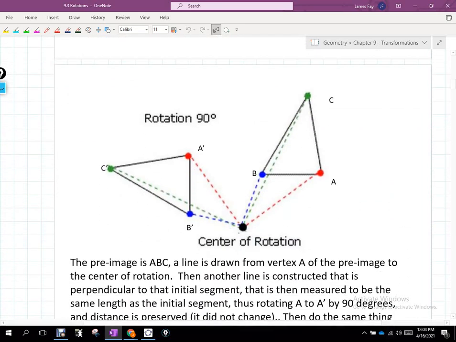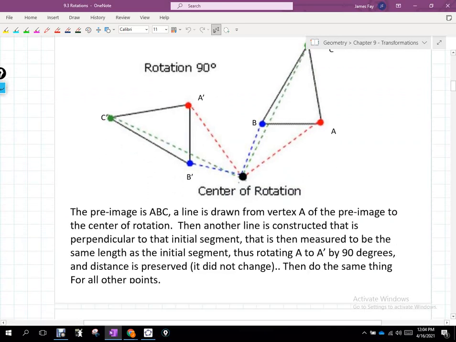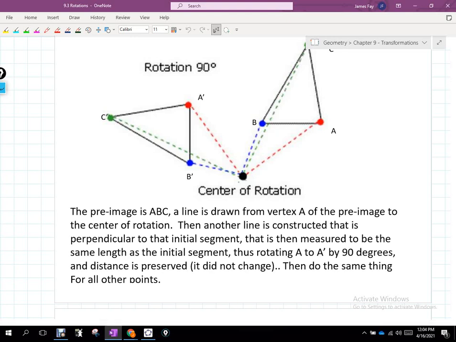What happens is we're going to start with, I know this image here that I've drawn is a complete image of the entire process. So I'll try to get you to see how this is done step by step. The first thing you're going to do is start with, let's just say, point A. That's going to be the pre-image.